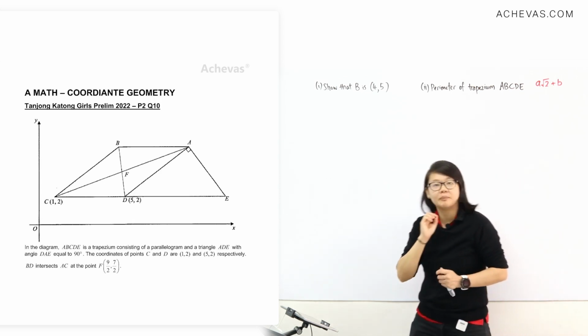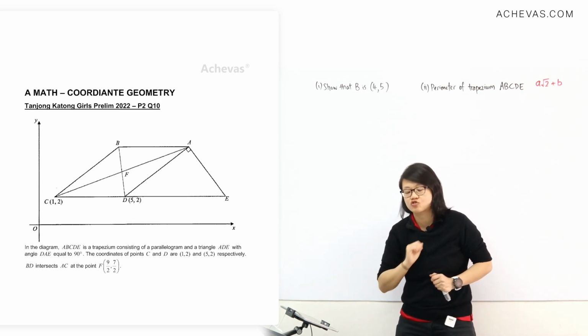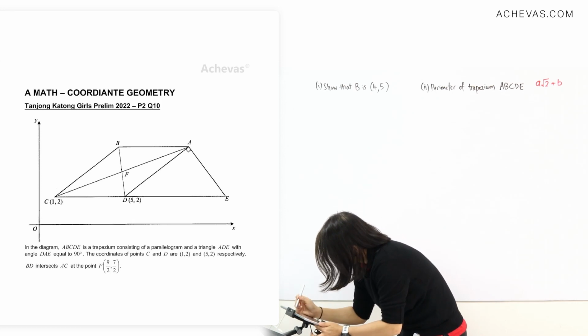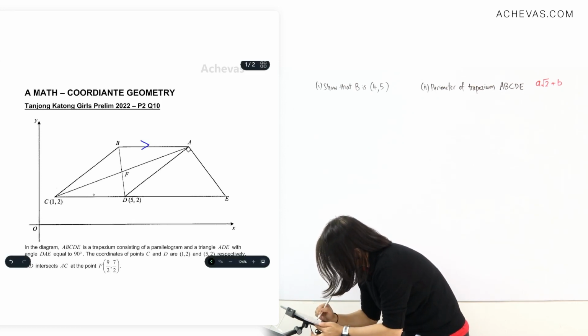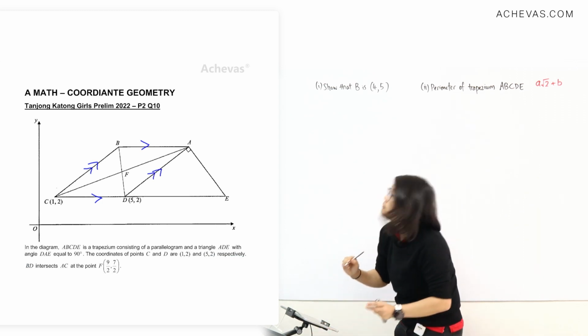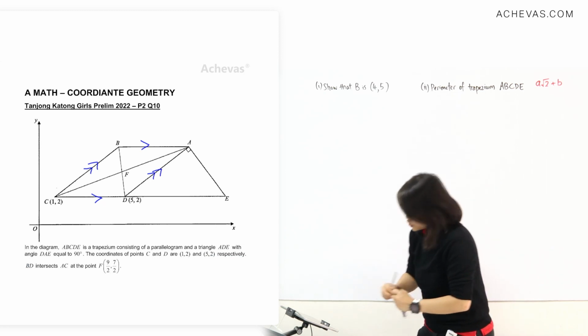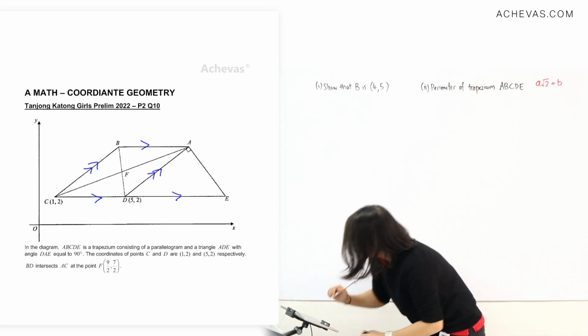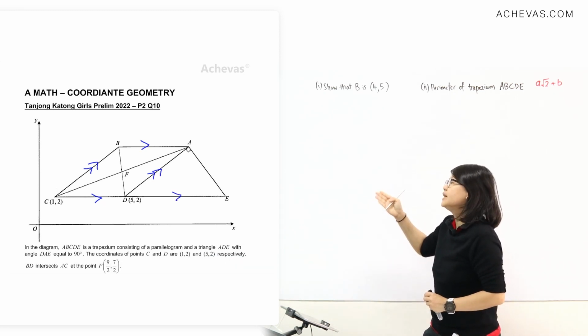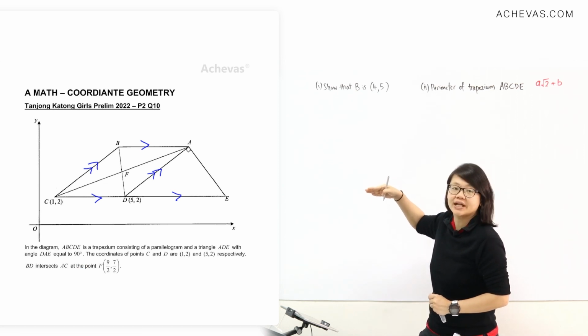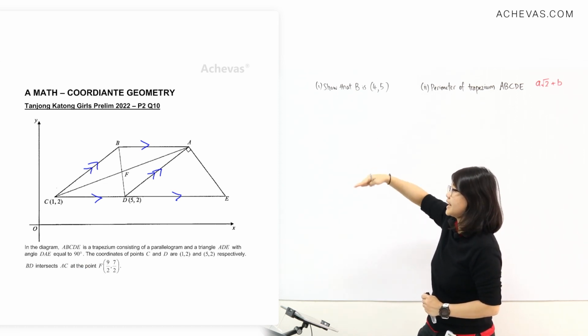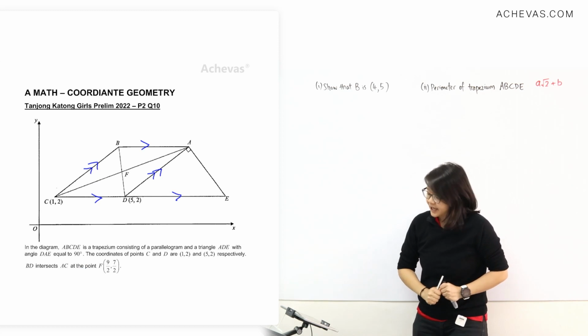Now let me put in the information of the parallelogram and also the trapezium. So we know that they will have parallel lines from here to here and also from here to here for the information of the parallelogram. And since I have a trapezium, this one is further extended to point E, which means CD is a straight line and I have parallel lines BA and CE.